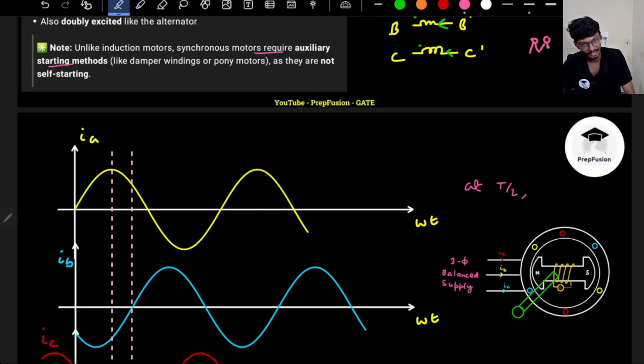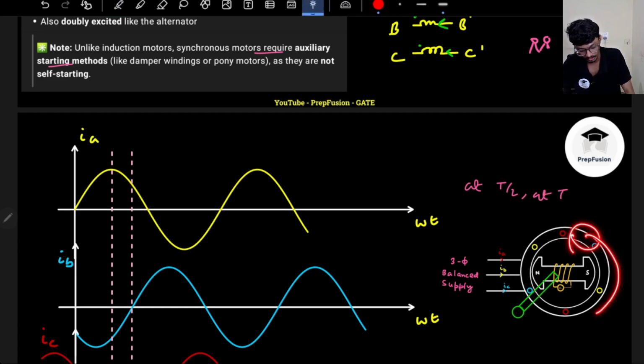Because your magnetic field is rotating, basically it is something like sinusoidal only, so it will keep on rotating. Let me say it like this: at time instant T by 2, my north pole is here, south pole is here, correct? But at time T, what will happen? It will totally rotate here, right? The north pole will totally come here, then my south pole will come here.